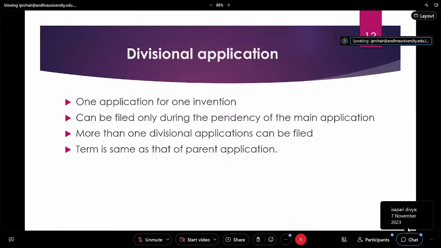More than one divisional application can be filed, and the term is the same as that of the patent application. However, different renewal fees will be applicable once these divisional applications are also granted. They will have a separate patent application number, and if granted, a separate patent number. However, they will be linked with the original patent so that their term will be the same as the original patent.